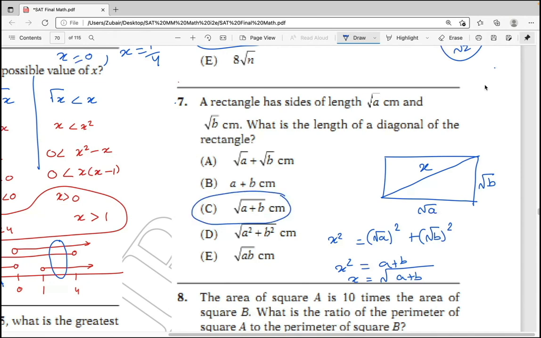Wait, so why is it root a squared again? The initial values were already square roots, and we are using Pythagoras theorem. Hypotenuse square is equal to base square plus perpendicular square. If you remember, we had this as A, B, and C. So C square is equal to A square plus B square. Okay, so understood.